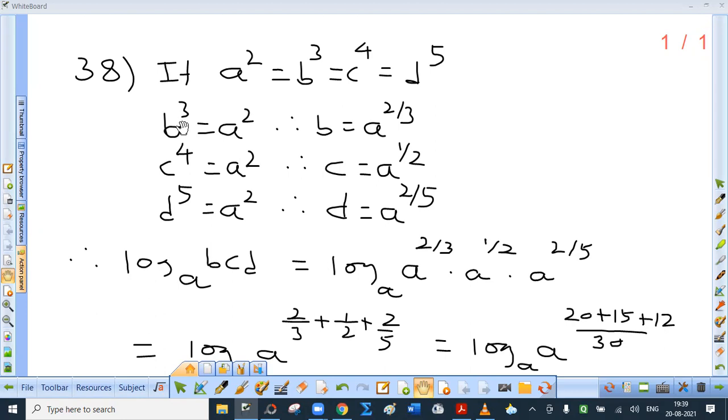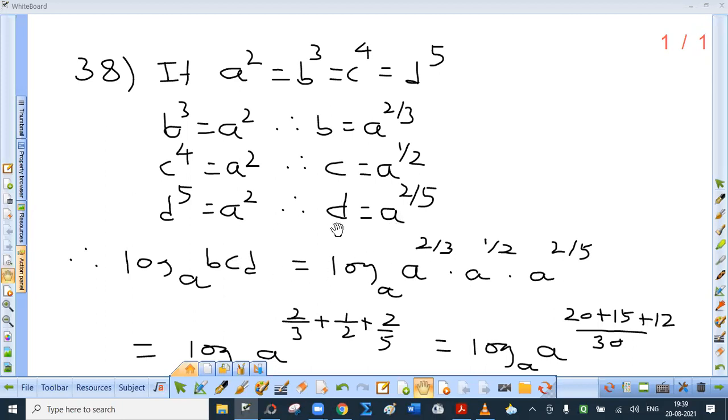Now a square is b cube, that is b cube is a square. Take cube root on both the sides. So b is a square, cube root means raised to 1 by 3. A raised to m raised to n is a raised to mn, so a raised to 2 by 3. C raised to 4 is a square. Take fourth root, a square raised to 1 by 4 is a raised to half. d raised to 5 is a square, so d is fifth root of a square, that is a raised to 2 by 5.